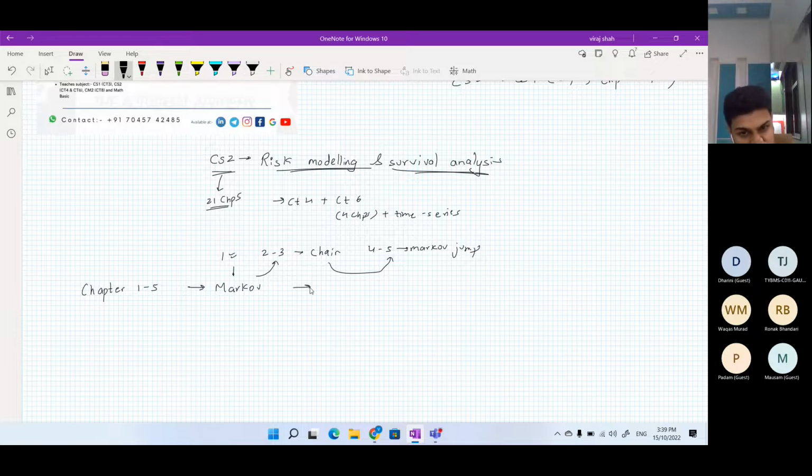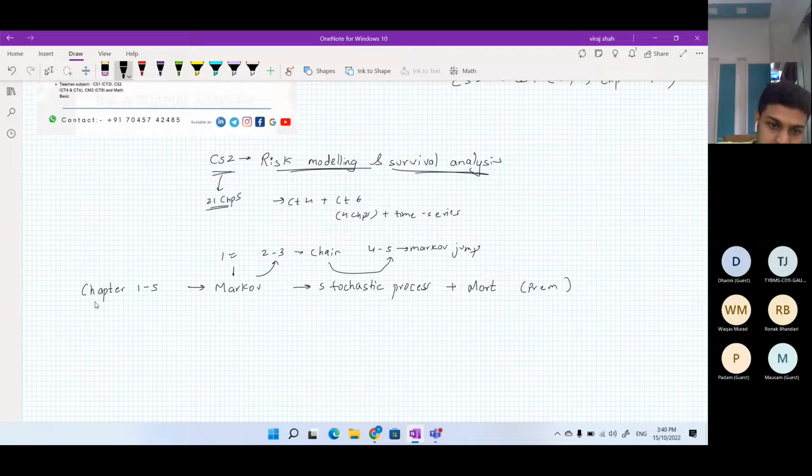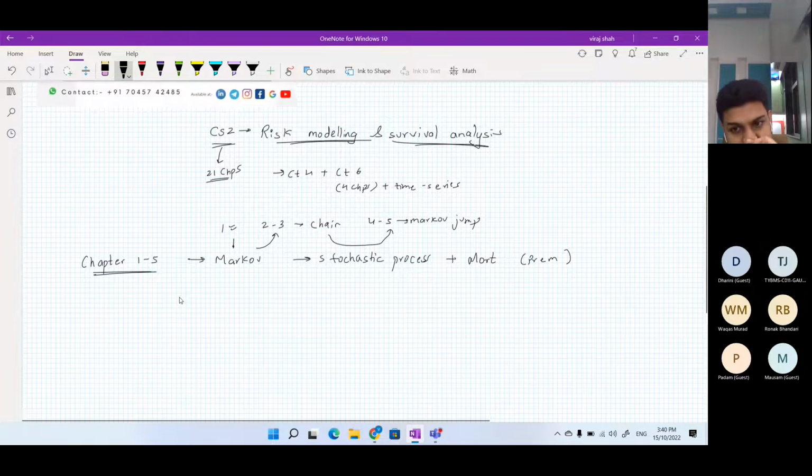Where you will be learning about your stochastic process, like how does the process work? Along with that, we'll be working on your mortality projection. So this is useful for your mortality projection as well as your premium calculation. I'll be explaining how this is useful in your lectures, offline and everywhere. So this is your chapters 1 to 5, Markov process and mortality.